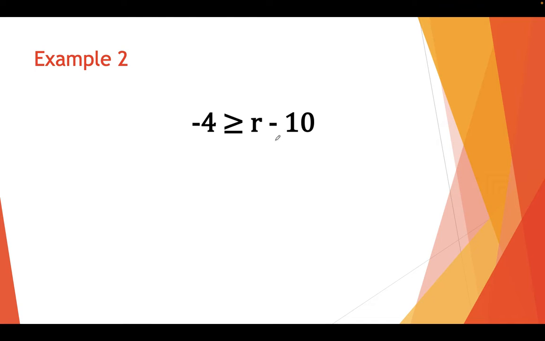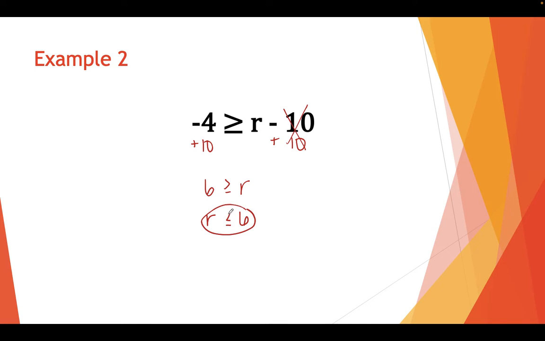In example number 2, I would start by adding 10 to both sides. When I add 10 to -4, I get 6 is greater than or equal to r. However, when I want to graph this, it is easier to graph when the variable is on the left-hand side. So I'm going to first rewrite it so that r is on the left and 6 is on the right. When I rewrite it, we have to be careful and make sure that our inequality symbols are facing the correct direction, which would look like this now.